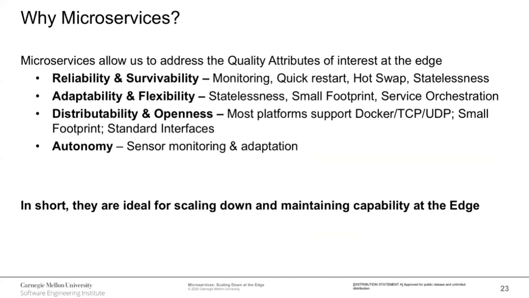So I've discussed all of the topics listed here, and this is kind of where we bring it all together. Microservices as an architectural element serve all these quality attribute needs that we've identified as priorities for operating in edge environments. Mature technologies such as Docker and Kubernetes allow us to perform the types of monitoring and reactivity that we need to be able to meet the reliability and survivability needs of the warfighter and the first responder, while also meeting our goals for adaptability and flexibility through statelessness and small footprint.